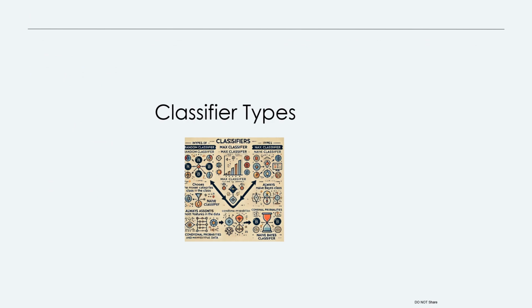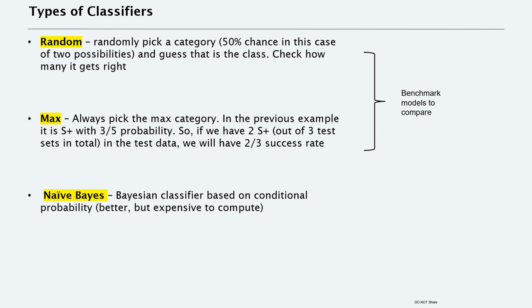Now let's dive into the different types of classifications we can use in probabilistic modeling. There are 3 types of probabilistic classifiers we can work with, each one serving a unique purpose. First up, we have the random classifier. With this approach, we randomly pick a category for each document. It's a straightforward way to set a baseline for accuracy. If a model performs worse than this random classifier, it's a clear sign that it isn't learning effectively from the data.